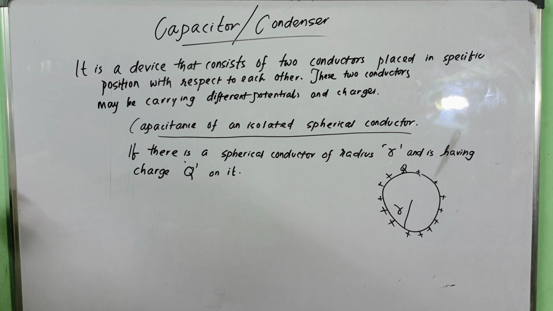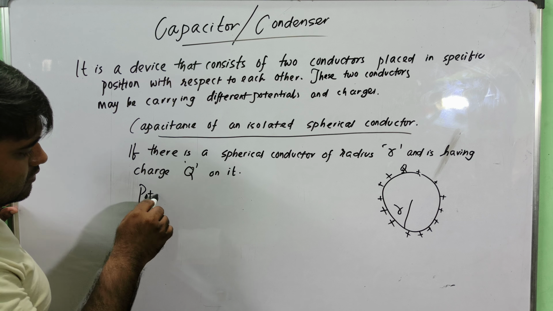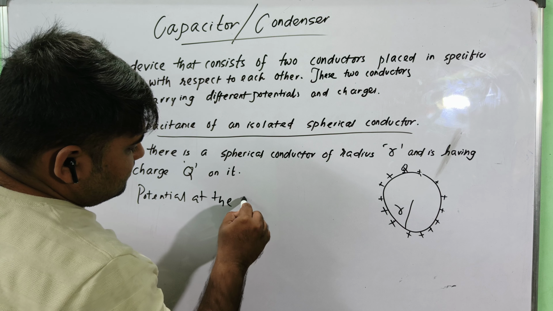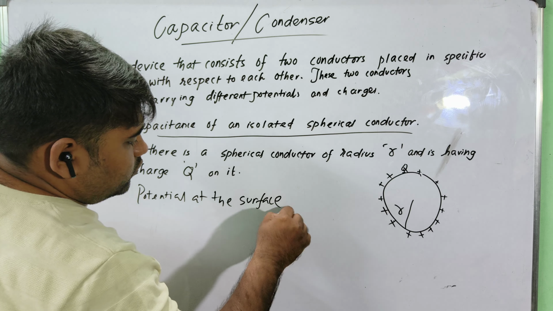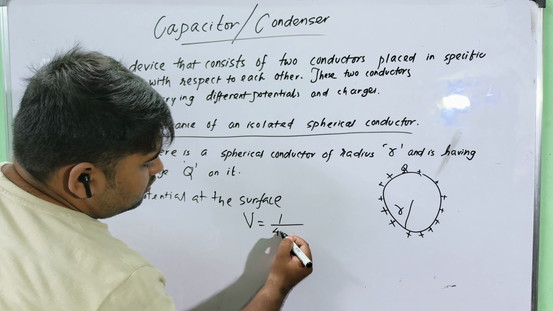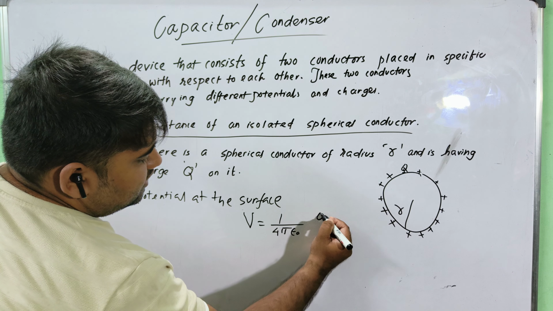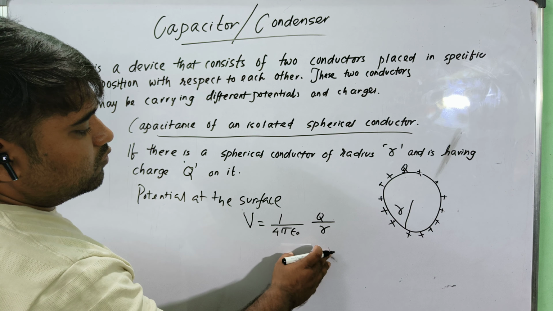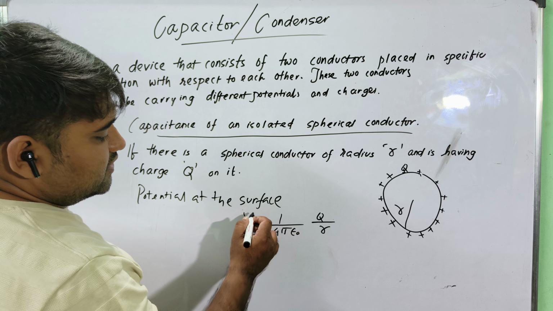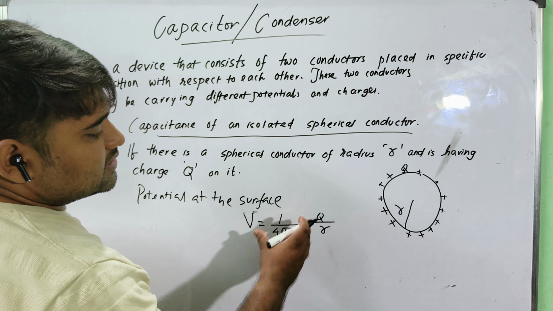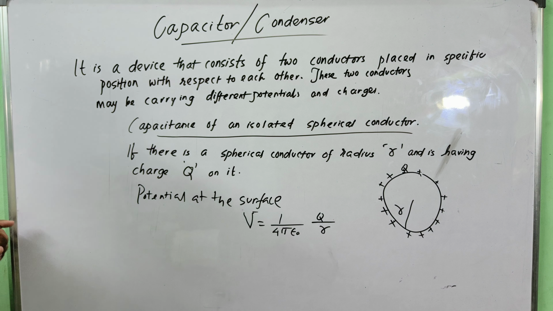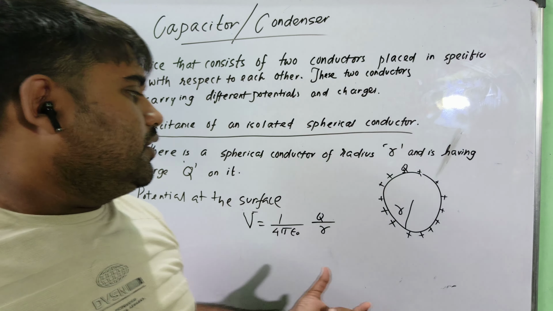You know that the potential at the surface, as we have known from the previous classes, is V equal to 1 upon 4 pi epsilon naught, q upon r. If you want to find the potential on the surface, you use this formula: V is equal to 1 upon 4 pi epsilon naught, the charge it has divided by the radius. Now you have to find the capacity of this system.